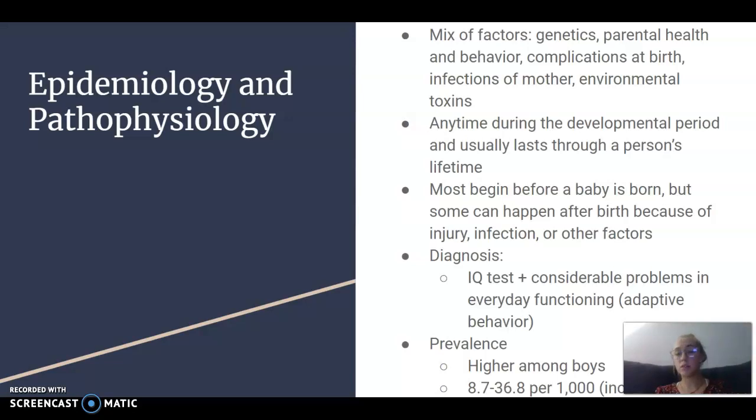The diagnosis includes two parts: an IQ test and considerable problems in everyday functioning. So not only do you have to have a low score on the IQ test, you also have to have problems with adaptive behavior. The prevalence is higher among boys, and it can be anywhere from around 8 to around 37 per 1,000 people diagnosed, because the study that found this included mild, moderate, and severe, all through the spectrum of intellectual disabilities.